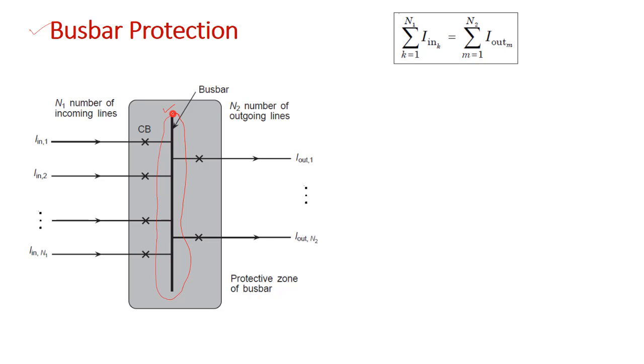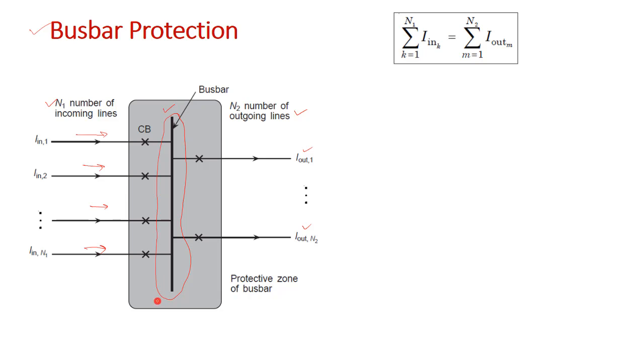And we can see here that these are the incoming feeders, I in 1, I in 2, and I in N1. So there are N1 number of incoming lines, and here we have the outgoing lines. There are N2 number of outgoing lines. In fact, the protective zone of the busbar is this, right?